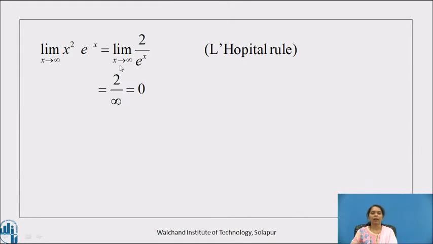So applying limit x tends to infinity to the term 2 by e raised to x, we'll get it as 2 by infinity and that is equal to 0.